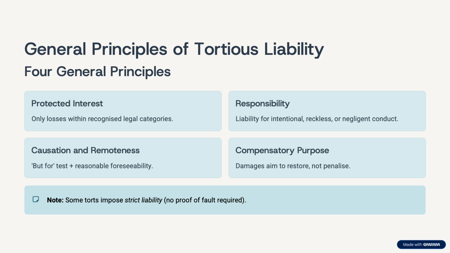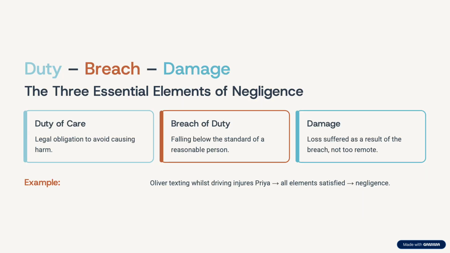Compensatory purpose, that's the 4th one. This keeps tort grounded. It's about putting the claimant back where they were, not giving them a financial windfall. Be sharp here. The SQE will never hand you a straightforward question. They will twist one of these principles. Spot which one is under attack, and once you know it, you win it.